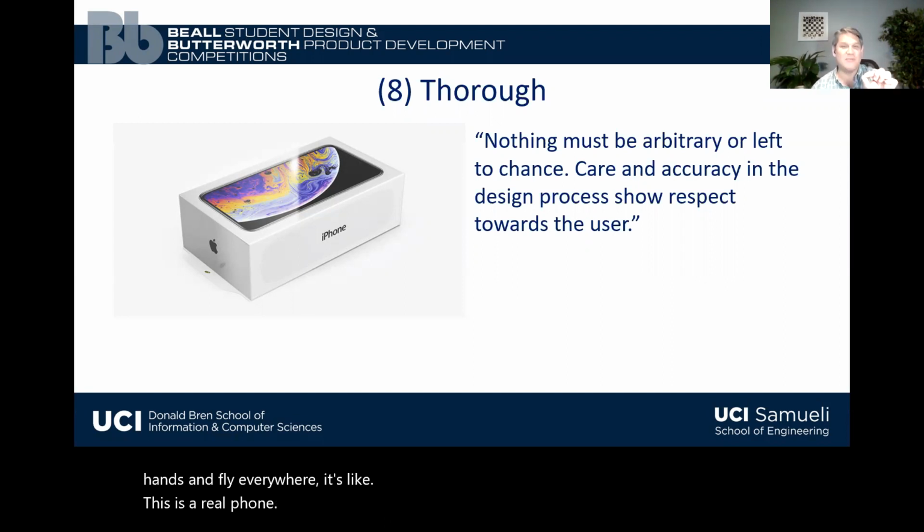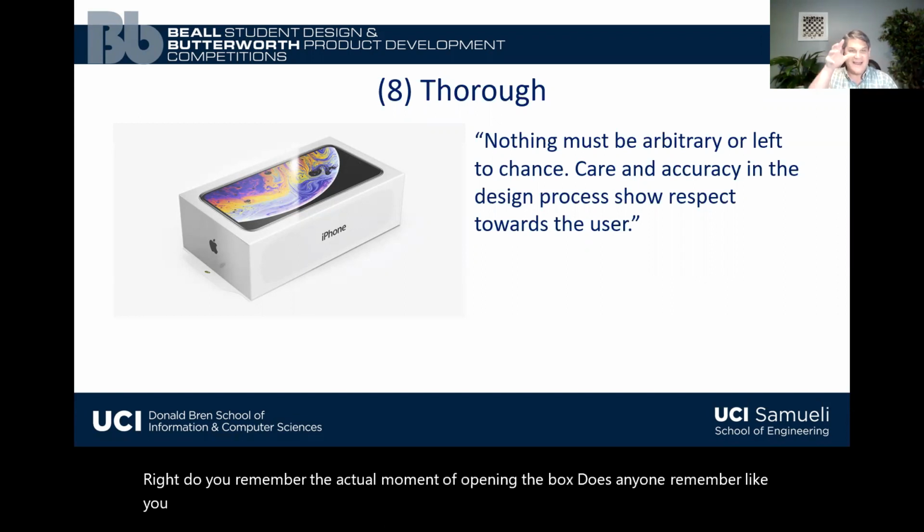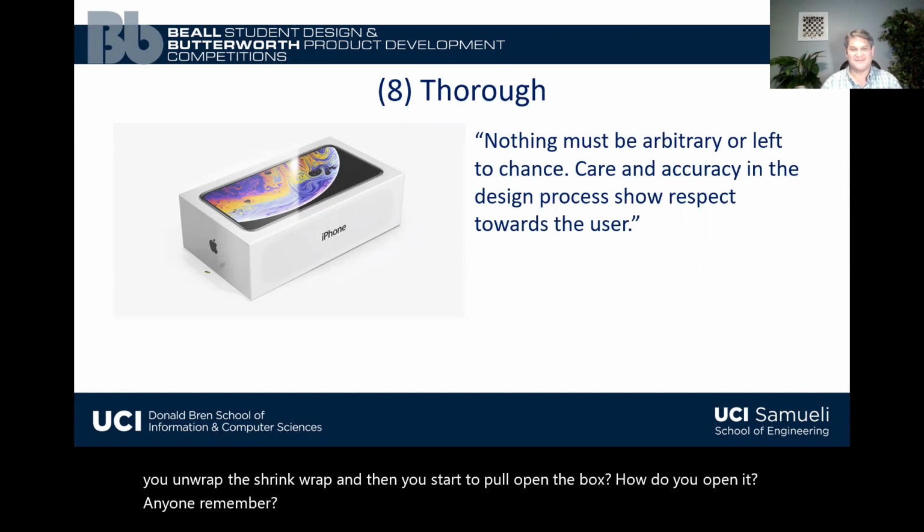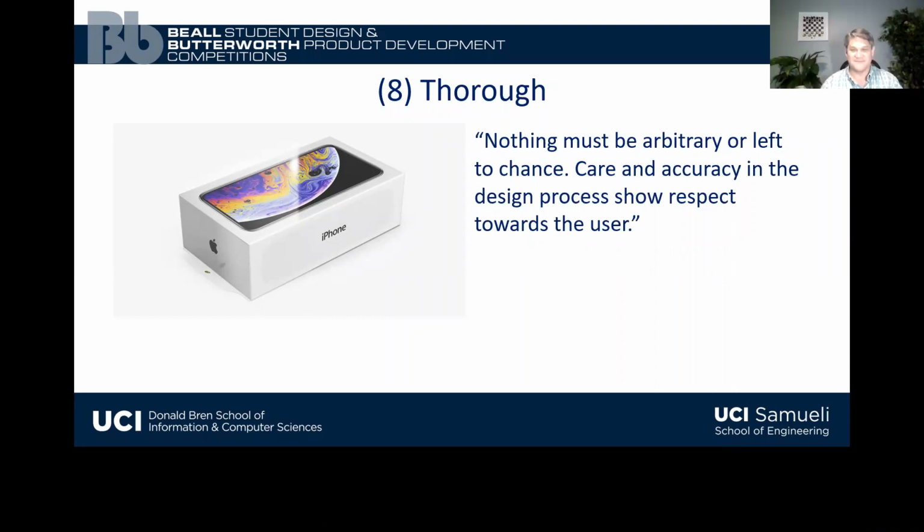Do you remember the actual moment of opening the box? Does anyone remember? You unwrap the shrink wrap and then you start to pull open the box. How do you open it? Does anyone remember? I'm trying to remember the specifics, but I think you open the box and there's a plastic clear sheet you have to take off. And then the phone comes off and I think under it, it used to be the headphones, but I'm not so sure with the newer ones that don't have the headphone jack anymore. I'm not sure what's under that.